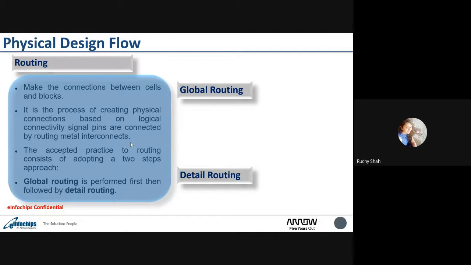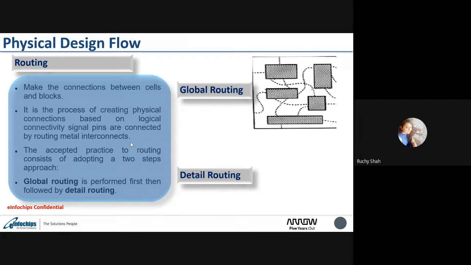One is global routing. In global routing, all the nets are roughly connected to their logical connections. Here we just make sure that each and every cell gets connected. We don't try to optimize the length of the net. So this is the first stage in routing, global routing. Here you can see the overlapping, and the net length is random.